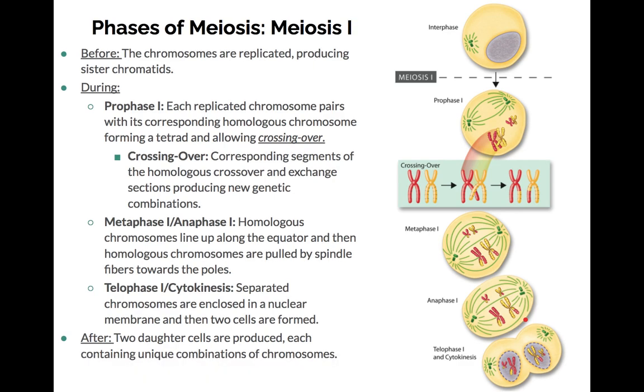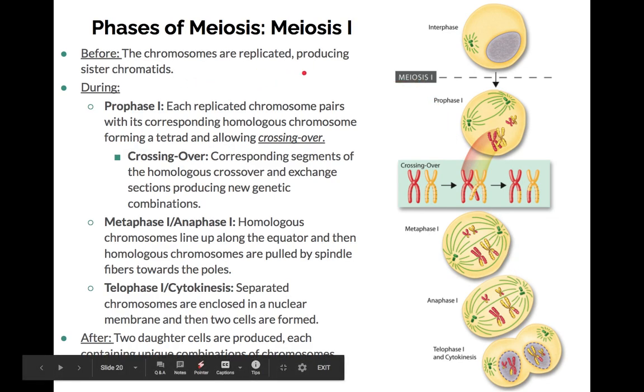Okay, so now we're going to get into the phases of meiosis. There's a lot of information here, but the good news is, for the most part, it looks really similar to mitosis. So if you understand PMAT for mitosis, you will understand this for meiosis. Now, in meiosis we have 2 phases, meiosis 1 and meiosis 2. Before meiosis 1, chromosomes are replicated, producing sister chromatids.